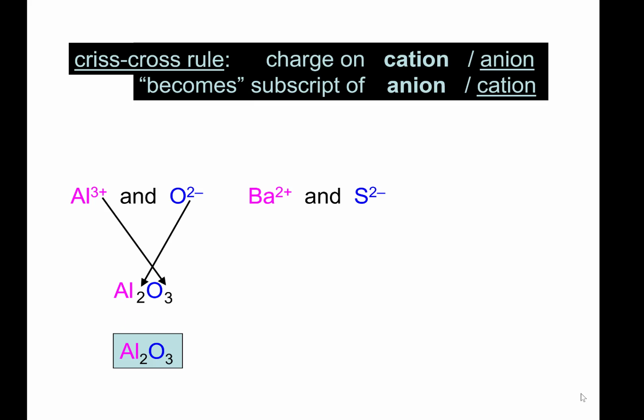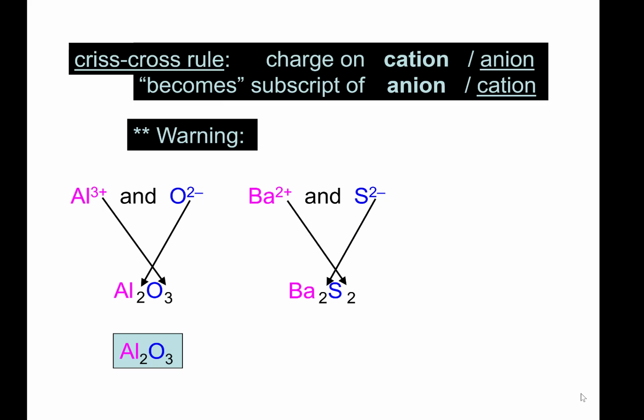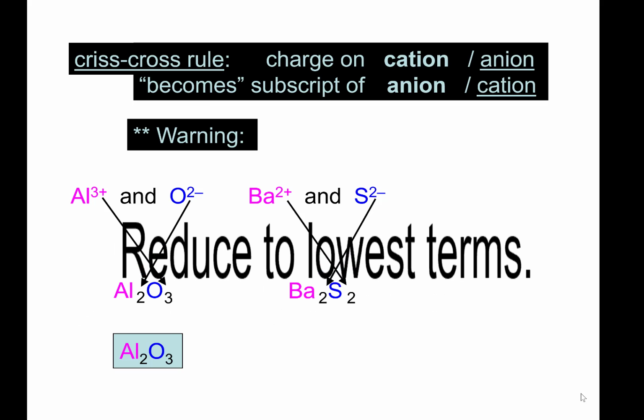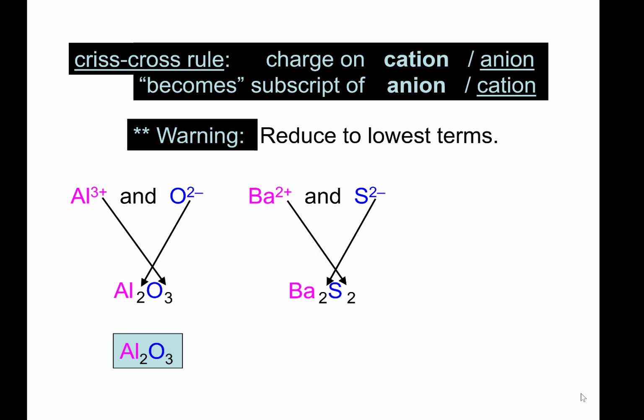Let's look at another example, barium ion and sulfide ion. If we crisscross those charges, we get Ba2S2. However, you have to be careful. Warning, you always have to reduce to the lowest terms. So if this is the formula you get when you crisscross, and you keep that formula as Ba2S2, you would get it wrong because that is not reduced to the lowest terms. So the correct formula would be BaS.